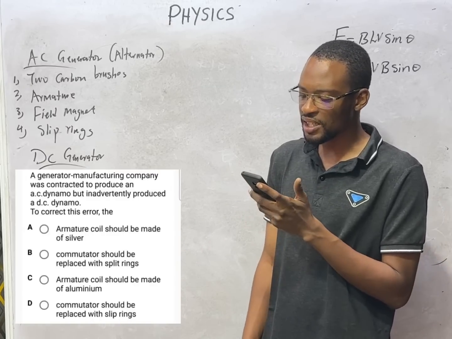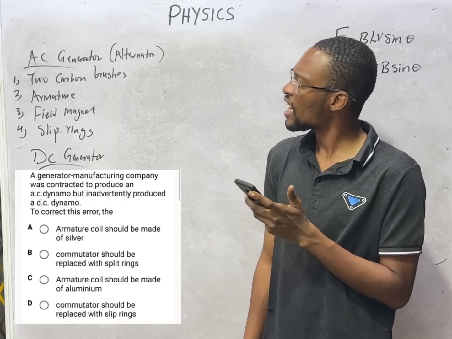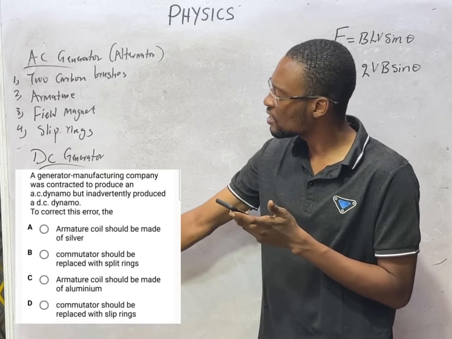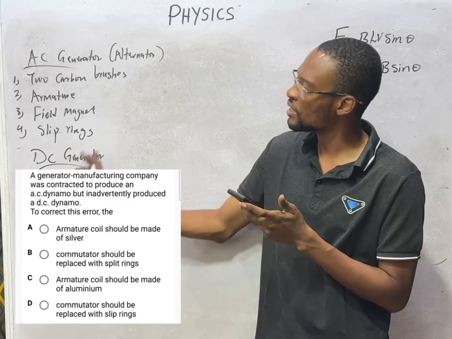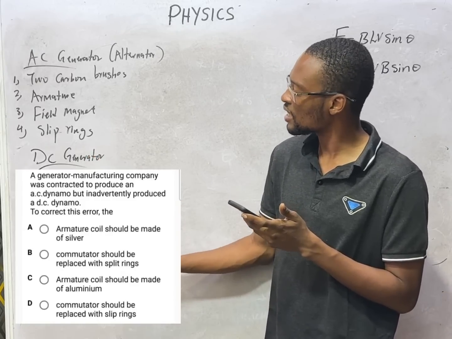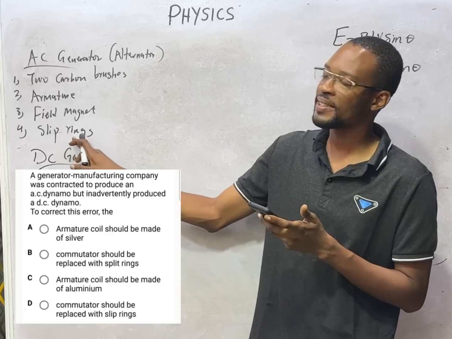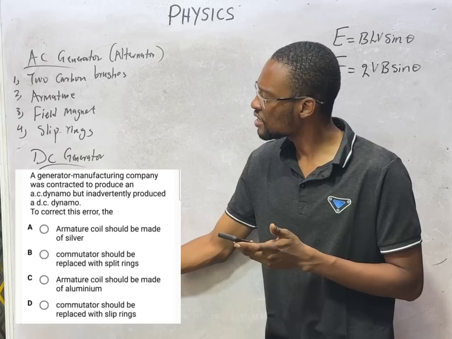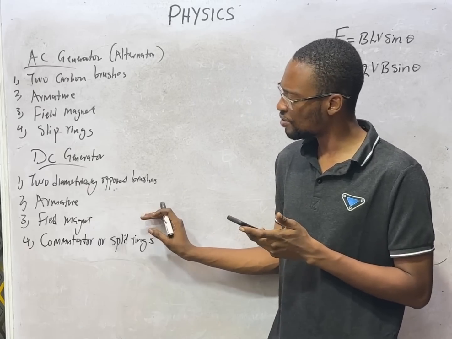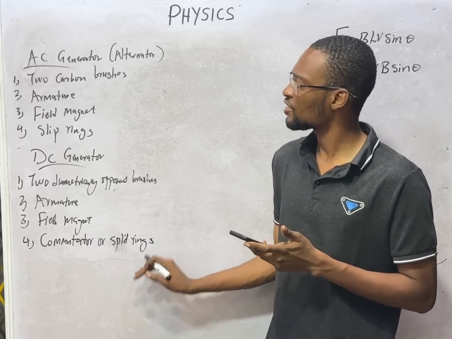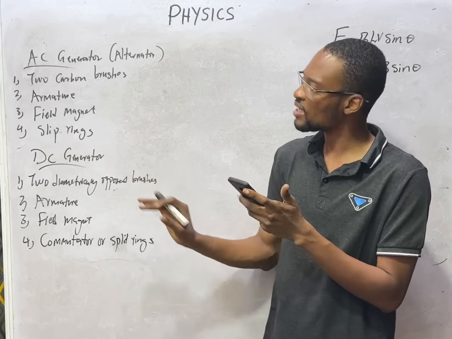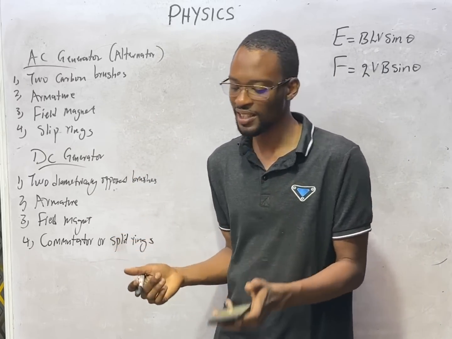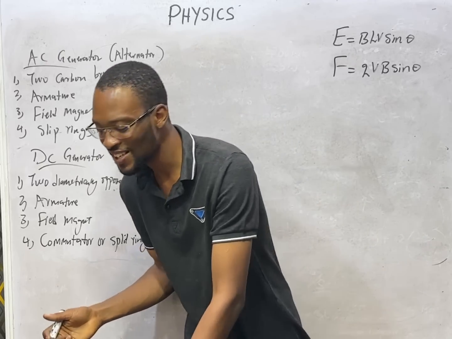So now that a DC has been produced, how do we convert it to AC? It is very simple. We replace this commutator with a slip ring. This is split, S-P-L-I-T. This is slip, S-L-I-P. So since this DC generator is having commutator or split rings, they should remove these split rings and change them to slip rings. You will get back the AC that is required and your mistake will be corrected. So option D is your correct option.